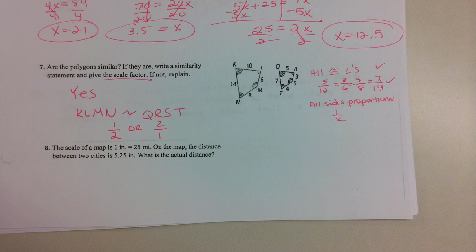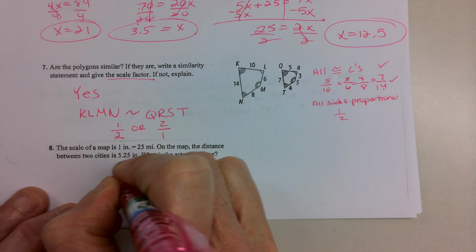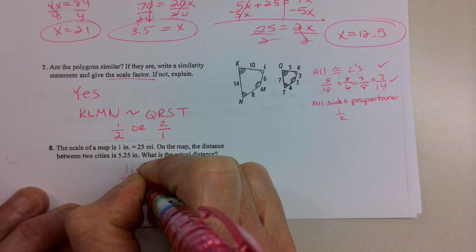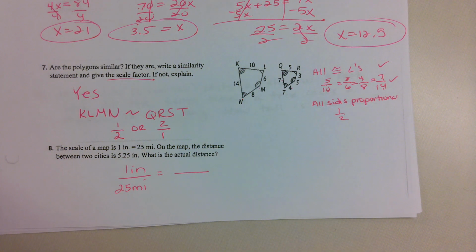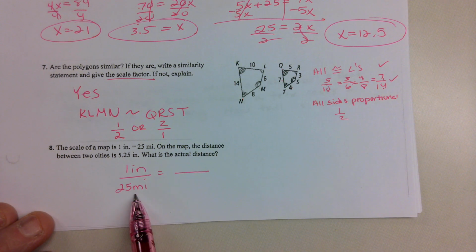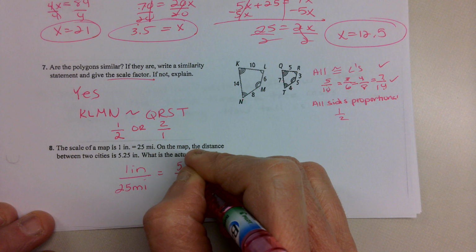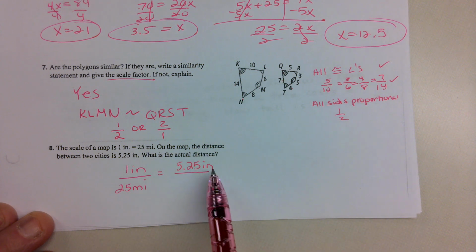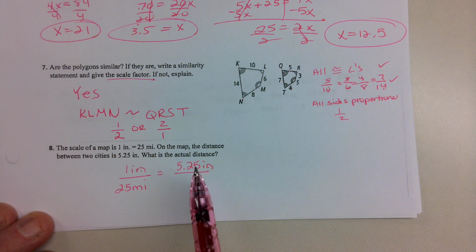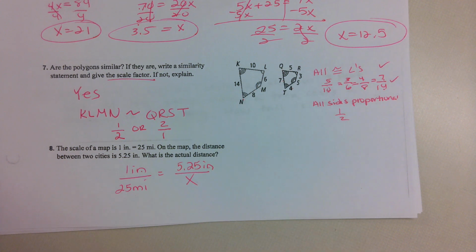Okay, on a map. The scale of a map is 1 inch to 25 miles. Throw it in a fraction. On a map, the distance between two cities is 5.25 inches. What's the actual distance? So we're using a map and we're like, okay, every inch on that map is 25 miles. On the map, it was 5.25. So make sure you put the 5.25 inches on the same level as the inches. You can't put it down here. Same.